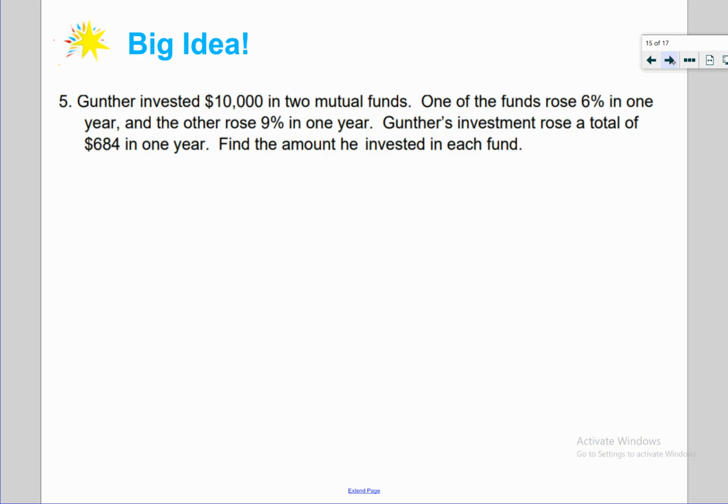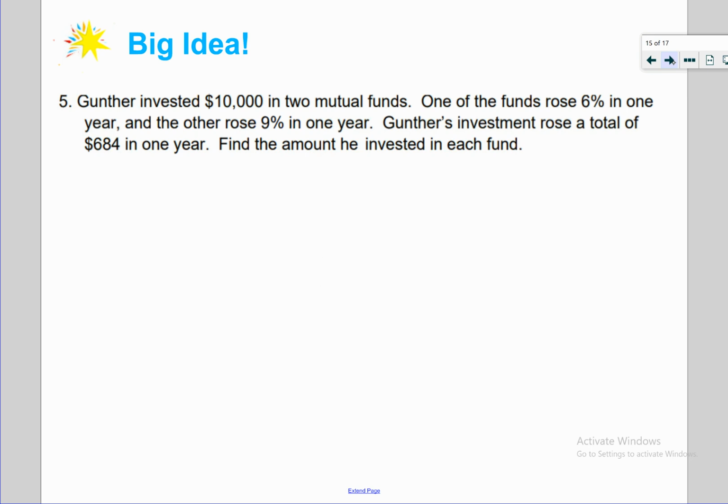Gunther invested $10,000 in two mutual funds. One of the funds rose 6% in a year and the other rose 9% in a year. His investment rose a total of $684 in 1 year. Find the amount he invested in each fund.